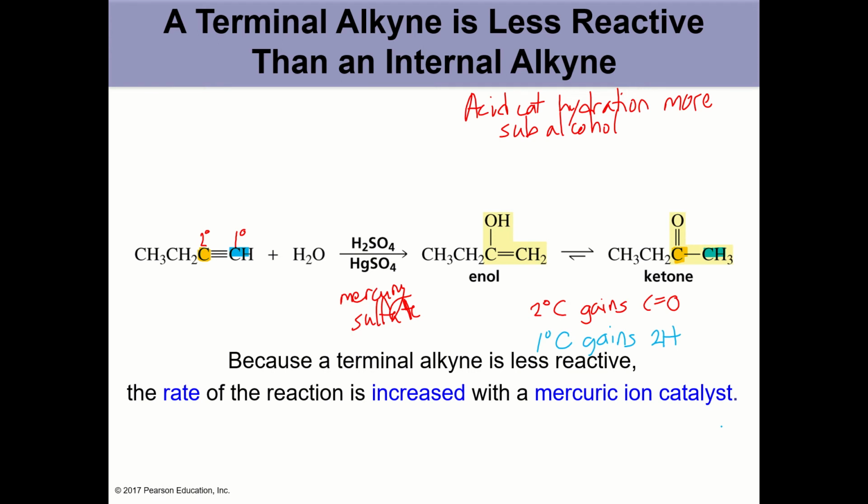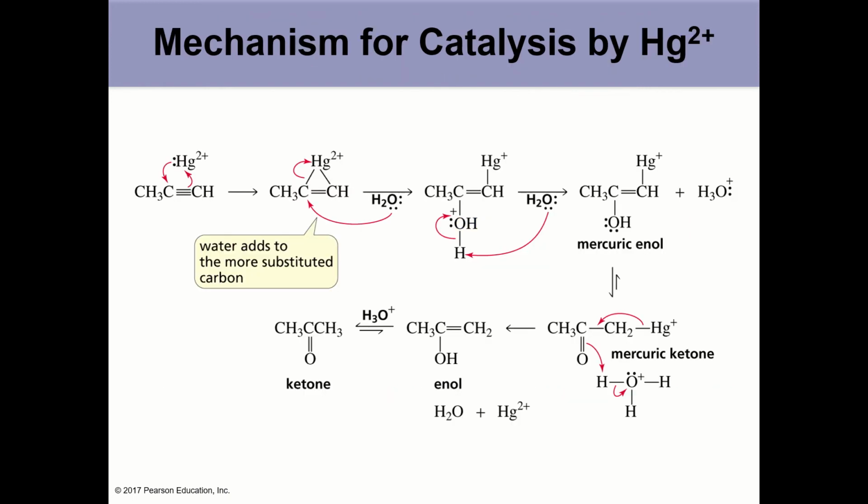So again, because the terminal alkyne is less reactive, the rate of the reaction is increased when we add a mercury ion catalyst. So for the mechanism of catalysis, mercury sulfate will completely dissolve to mercury and sulfate ion. The mercury cation, Hg2+, will add to the pi bond, creating a 3-membered ring. Water will then add to the more substituted carbon.